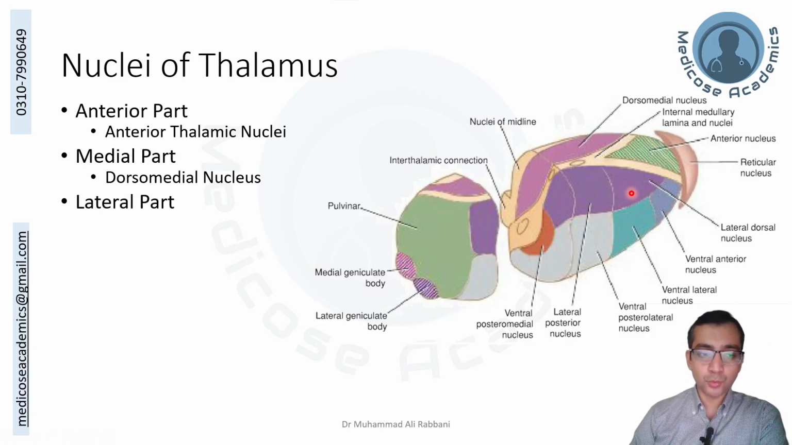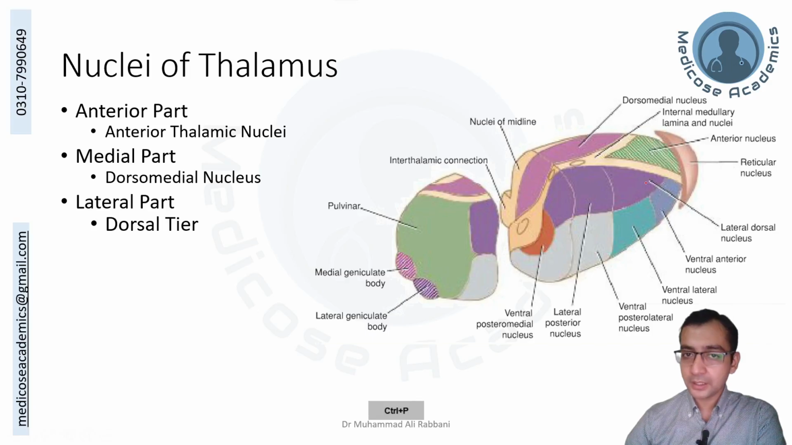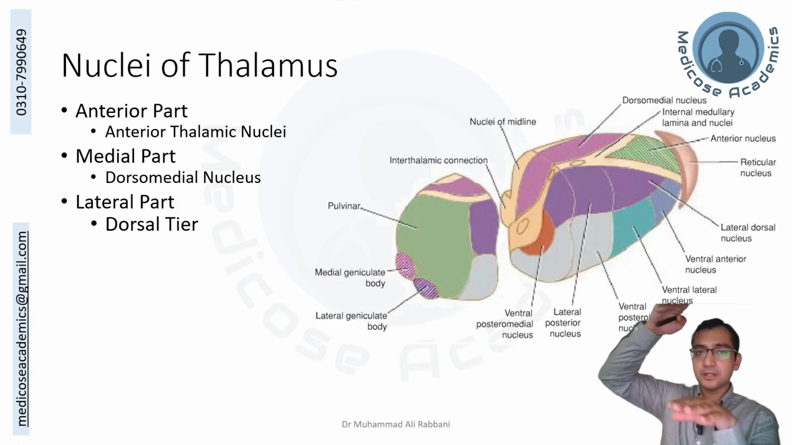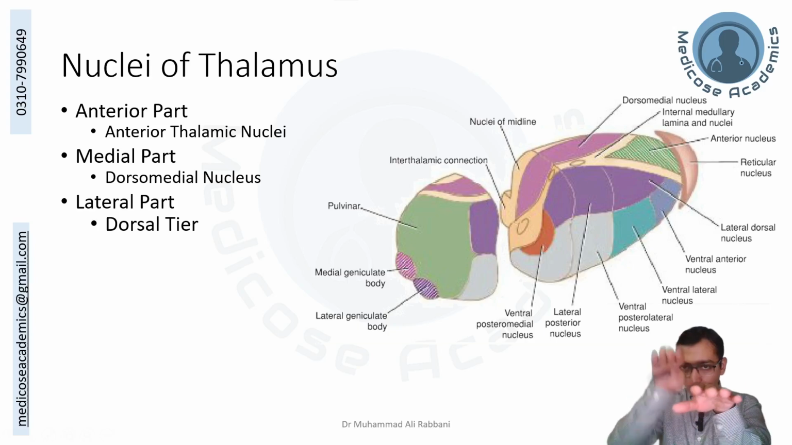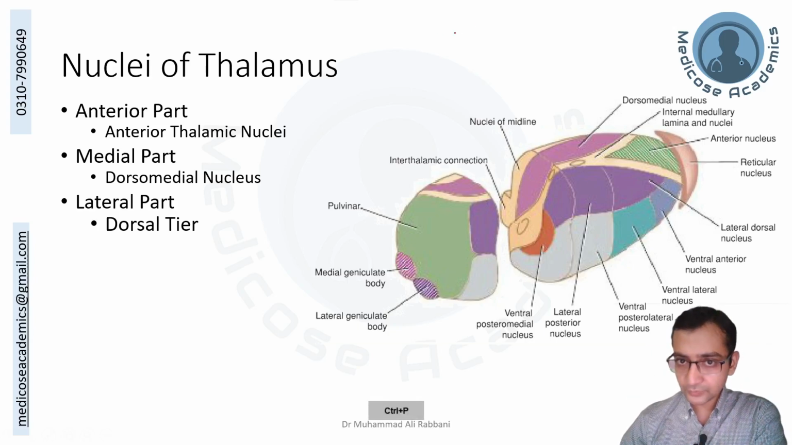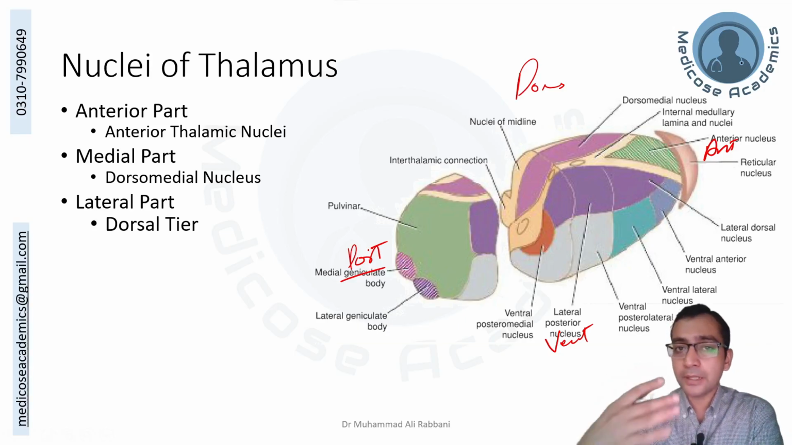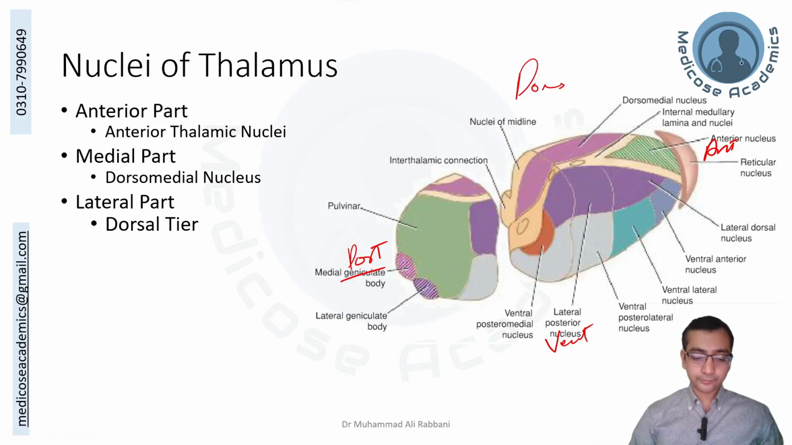The lateral part has two tiers, the dorsal tier and the ventral tier. For the brain, keep in mind, the part towards your hair is the dorsal aspect, and the part towards your eyes or the base is the ventral. I am using the words anterior and posterior to avoid confusion, because in the abdomen and thoracic region, anterior is ventral and posterior is dorsal, but in the brain it's not the case.